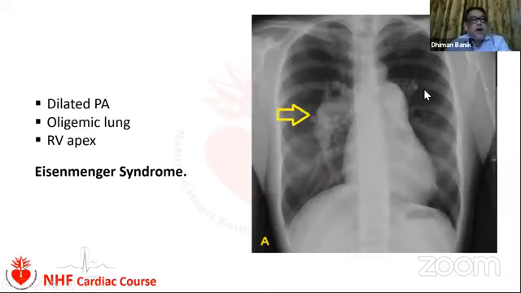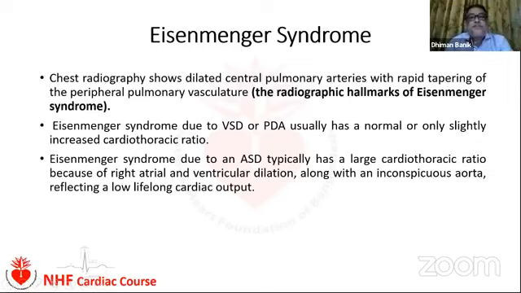This is a chest radiograph which shows a small aortic vessel, an inconspicuous left atrium, and an RV apex. The pulmonary vessels are dilated, and there is pruning of the peripheral vessels. This chest radiograph shows Eisenmenger syndrome, probably with an ASD. In Eisenmenger syndrome, chest radiography shows dilated central pulmonary arteries with rapid tapering of the peripheral vasculature. These are the important radiographic hallmarks of Eisenmenger syndrome.